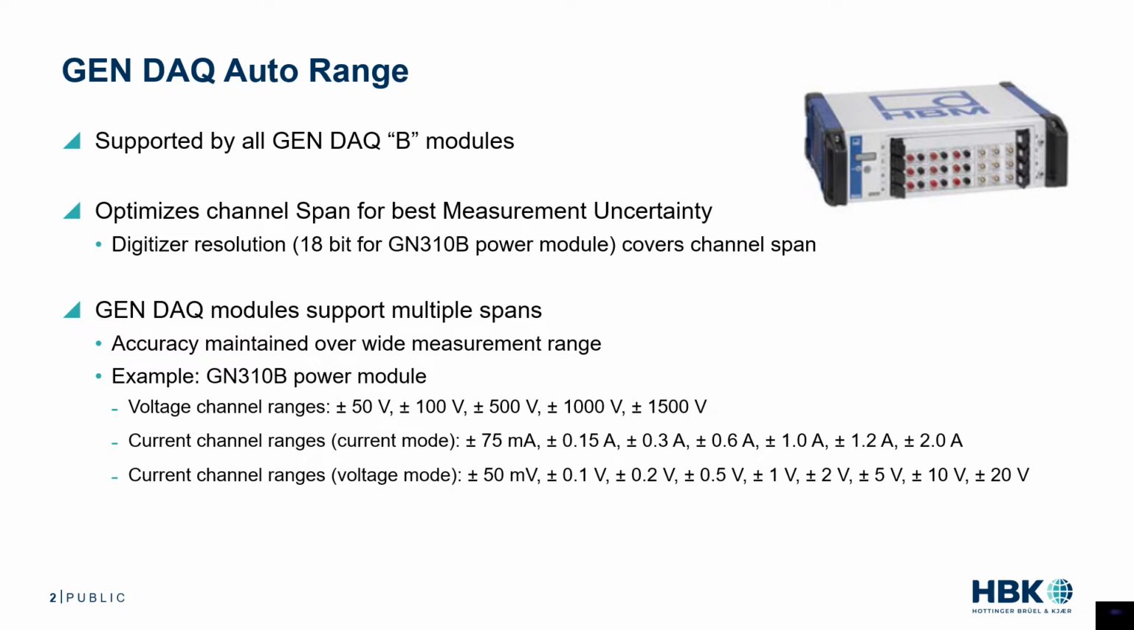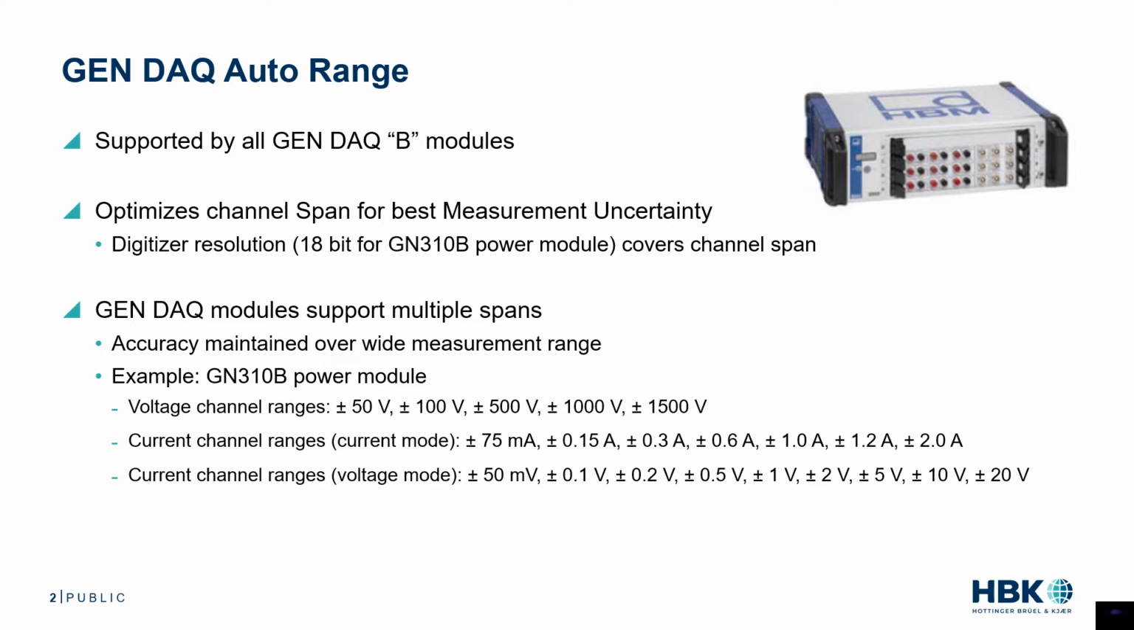GenDAC modules always have a variety of spans available from which the user can select. If we take the GN310B power module as an example, the voltage channels of the module have 5 different spans available, ranging from plus minus 50 volts up to plus minus 1500 volts. The current channels of the power module can operate in either current mode or voltage mode.